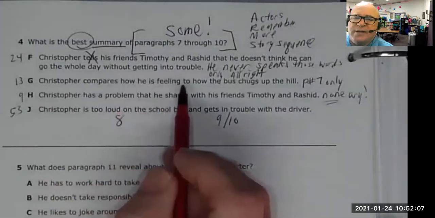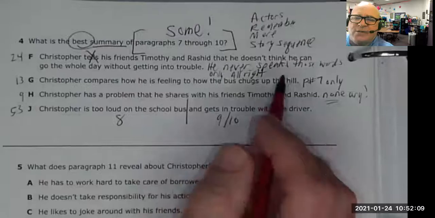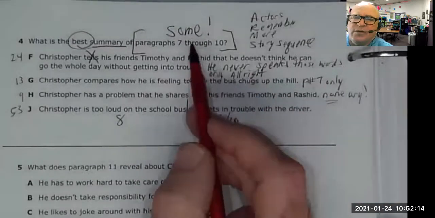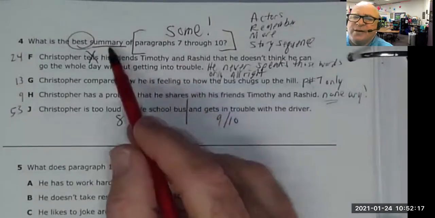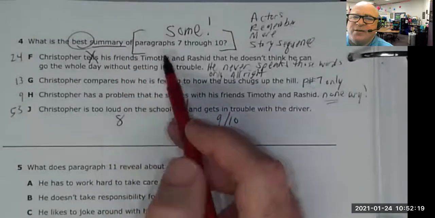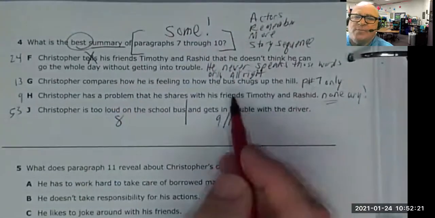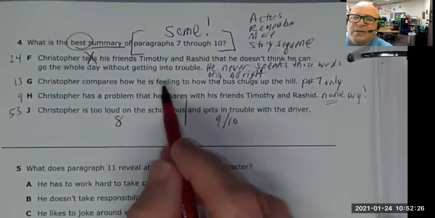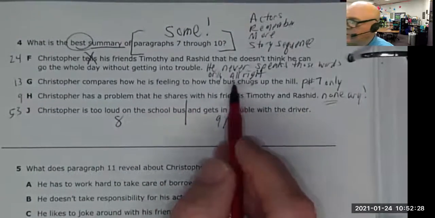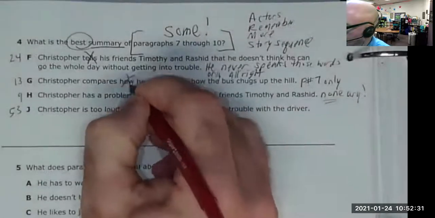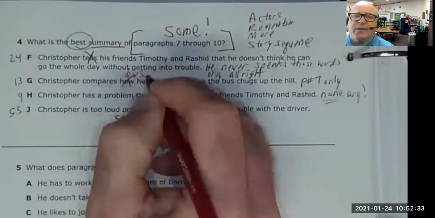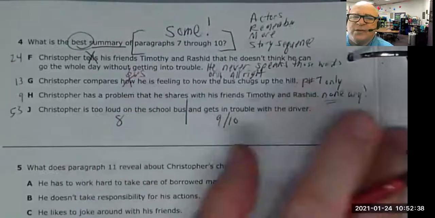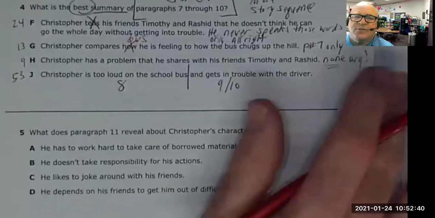G, Christopher compares how he's feeling to how the bus chugs up the hill. That's only paragraph 7. And so if your kids only read one paragraph, they might have thought that was the main idea of paragraph 7 and they just stopped. Well, it's not even him, how he's feeling. It's about how the bus is feeling. And so I would substitute that word, and that's only for paragraph 7. So we would eliminate that answer.